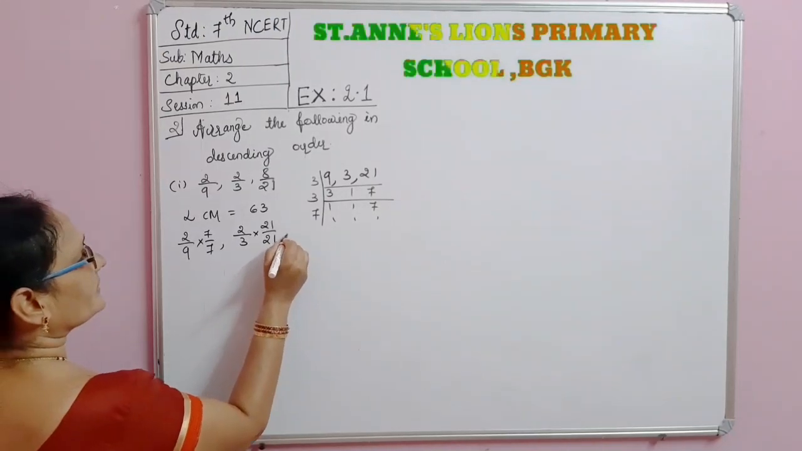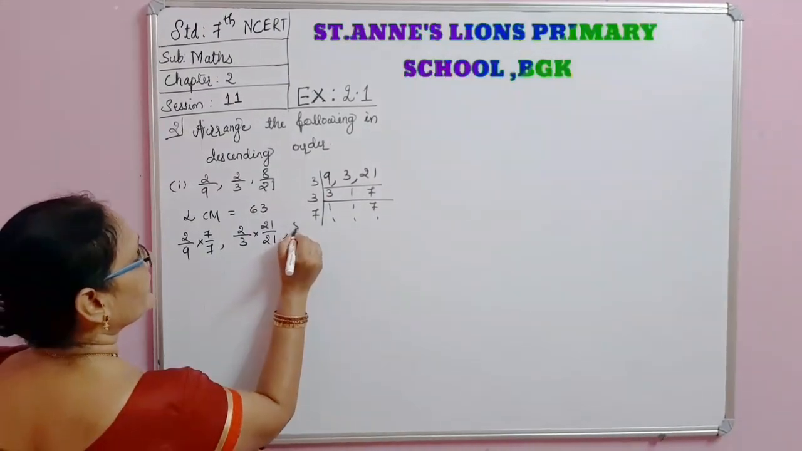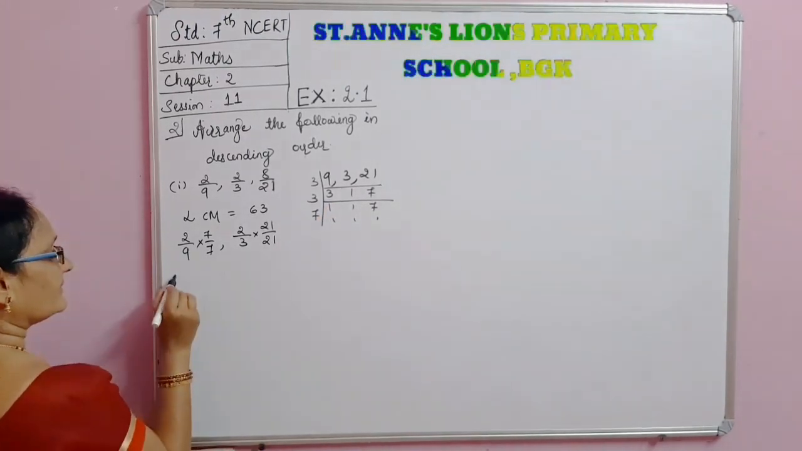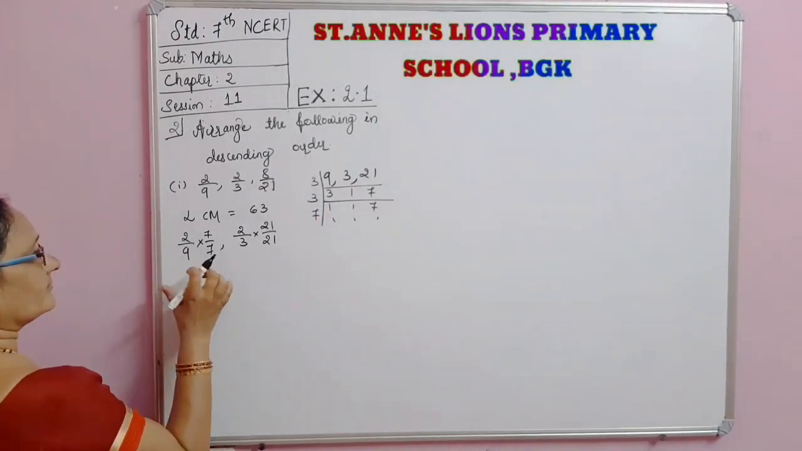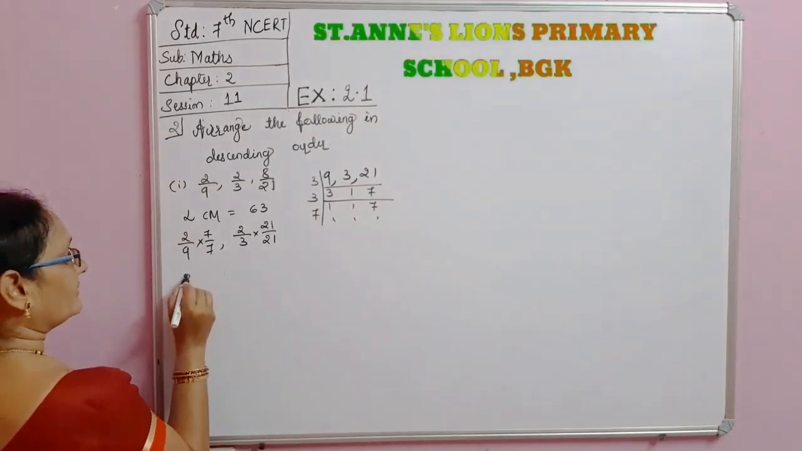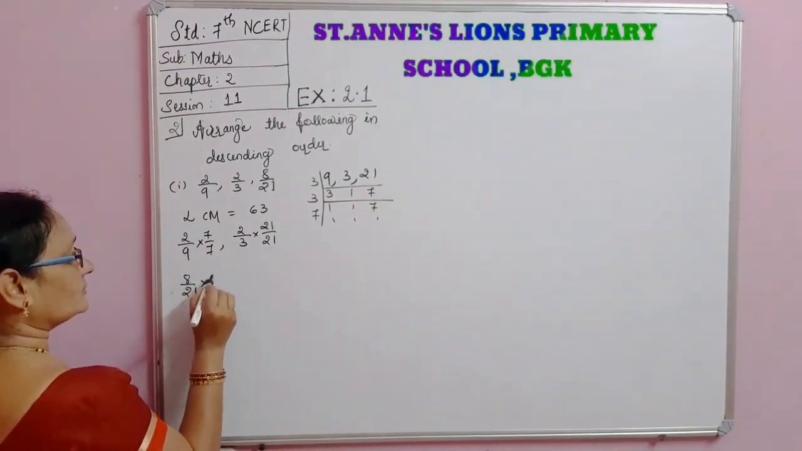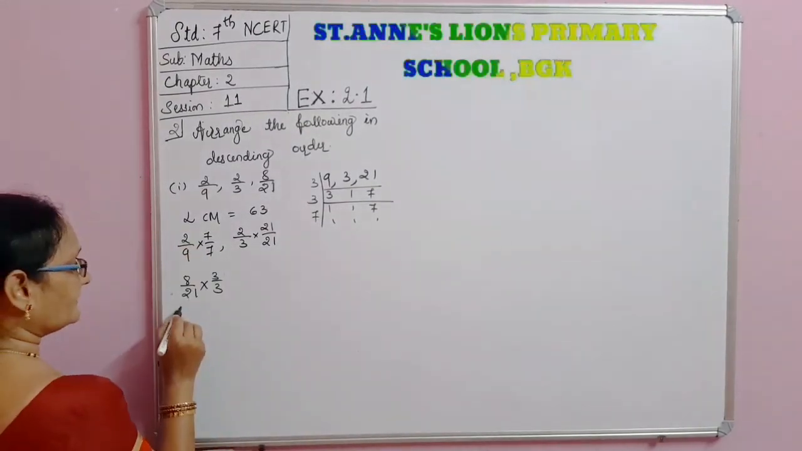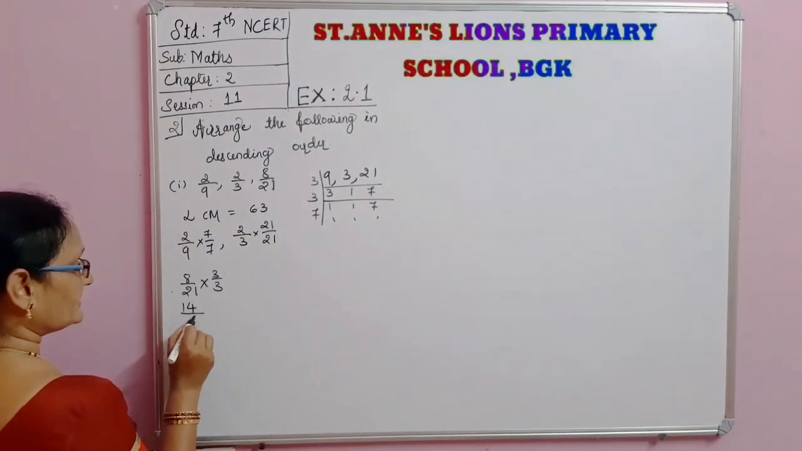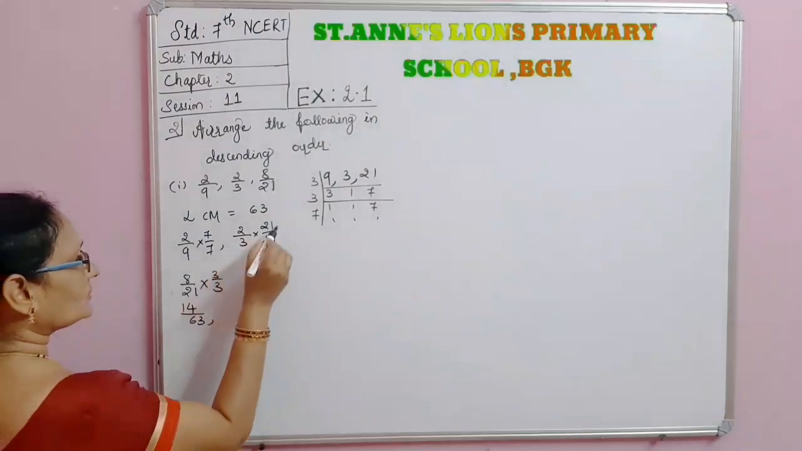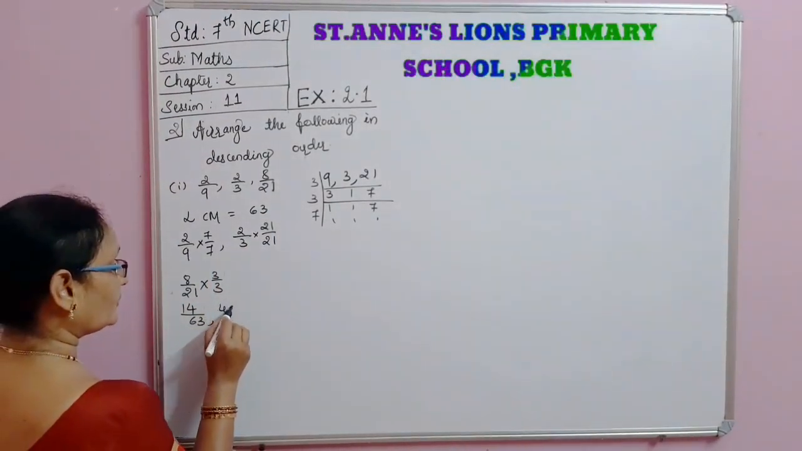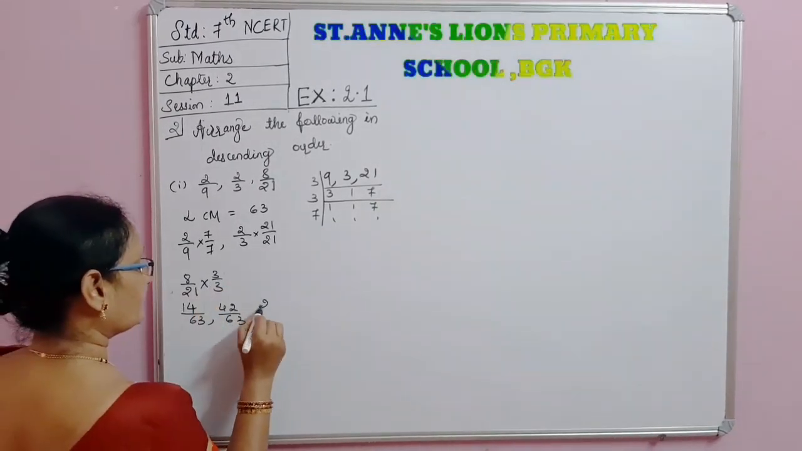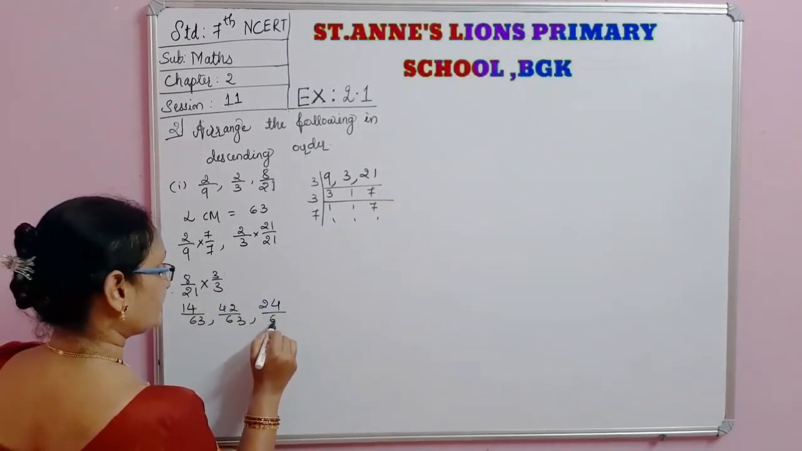Okay. Then 8 by 21. Here I will write 8 by 21 into 3 by 3. Okay. Now 2 7s are 14 by 63. 21 2s are 42 by 63. 8 3s are 24 by 63.